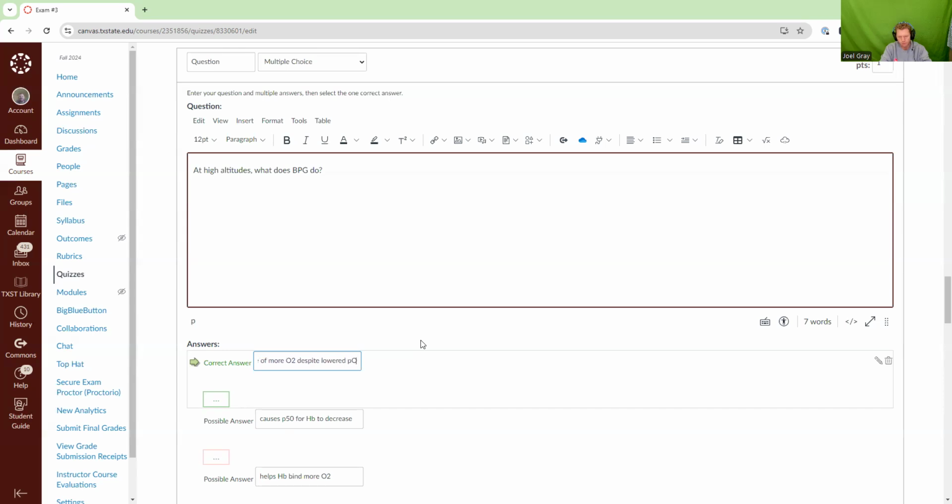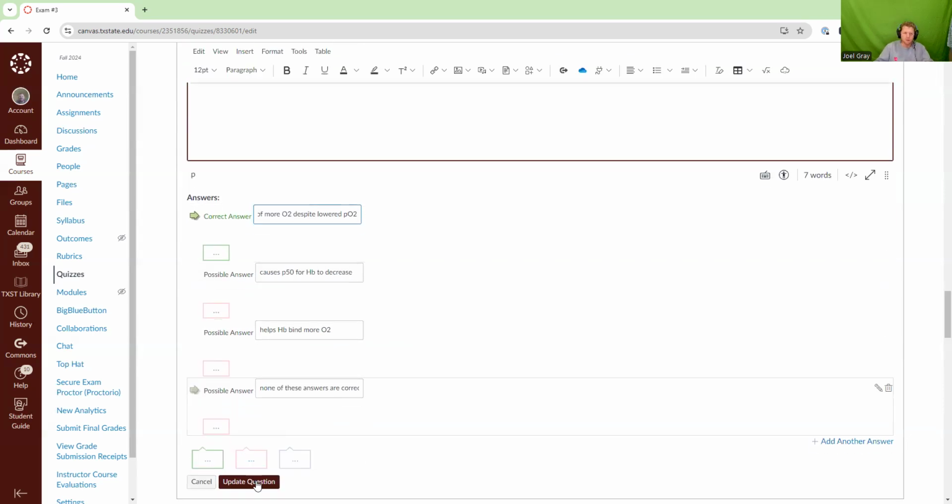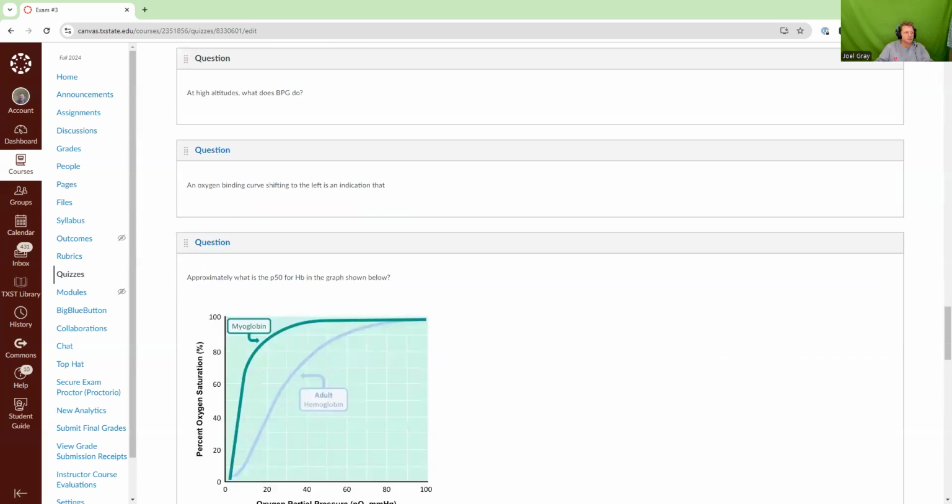I'm going to say lowered PO2 causes the P50 for hemoglobin to decrease. Okay, so that was the correct answer there. I'm going to pause this.